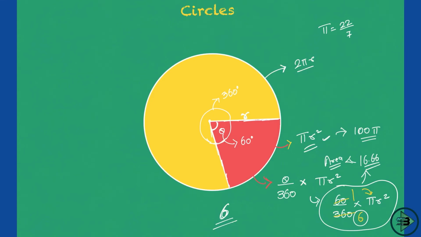So don't mug up the formula, it's quite logical. Theta upon 360 into pi r square, this is how it came into the picture. Since this is quite clear to us now, let's move on to the next concept, which is called the length of the arc. So after the area of the sector, we move on to the length of the arc. Now see this arc, which I am painting blue.